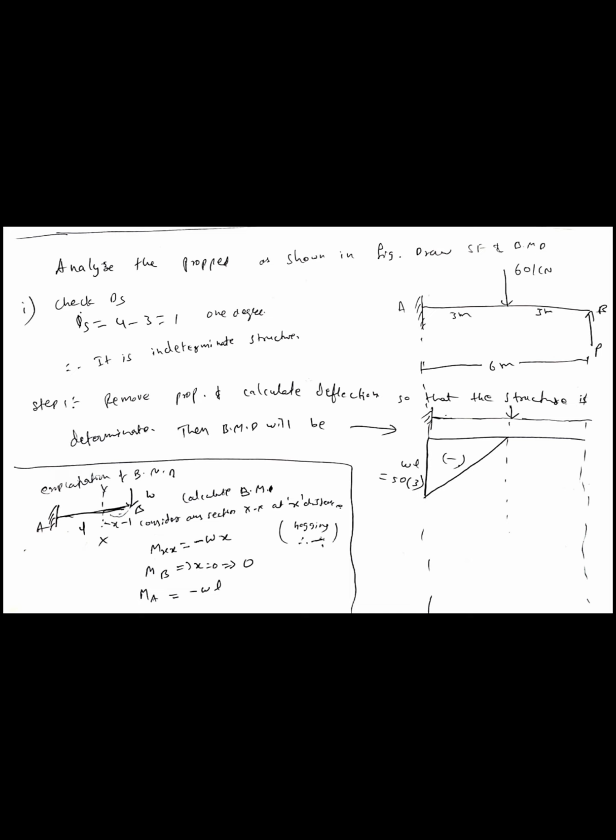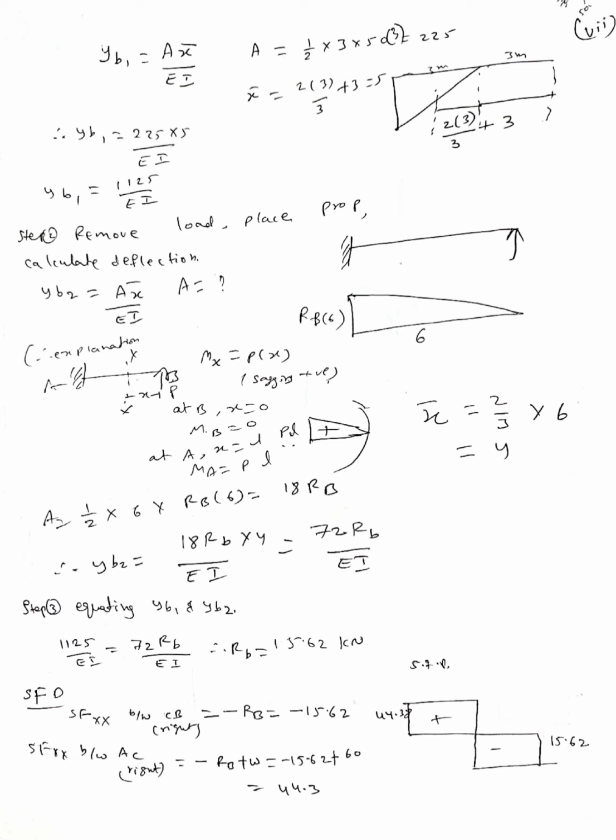WL, that means 50 into 3. We need to calculate delta 1, that is YB1 here. The YB1 formula is A x bar by EI. A is the area, half into 3 into 50 into 3, which is equal to 225. X bar from B we need to calculate: 2 into 3 by 3 plus 3 equals 5. So this is your YB1. YB1 will be 1125 by EI.